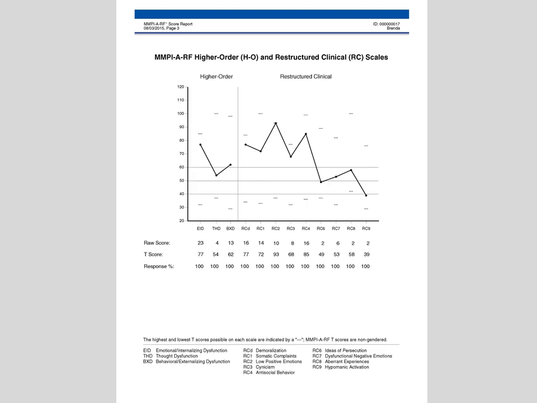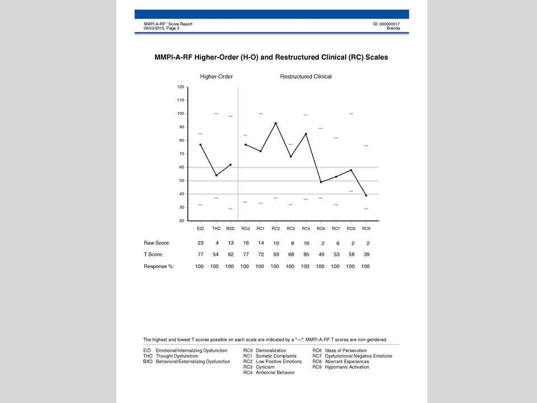And this is her profile, which is what makes this complicated. It's complicated because there are elevations on multiple scales. There are elevations on multiple scales in this case, not because of confounding or high intercorrelations between scales, but because this is legitimately a case of an adolescent who is producing symptomatology across a variety of domains.